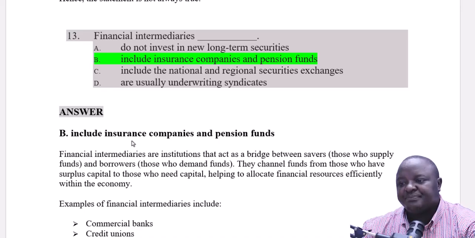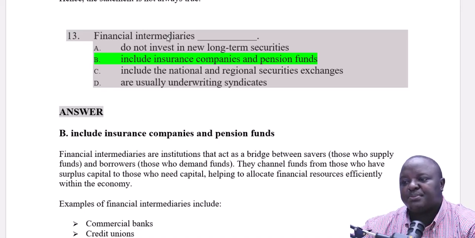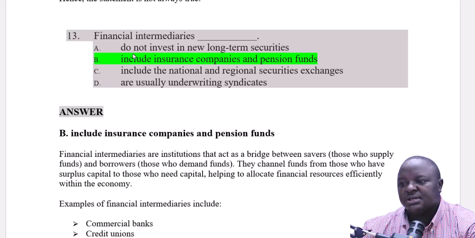Question number 13. Financial intermediaries either do not invest in new long-term securities, include insurance companies and pension funds, include the national and regional securities exchange, or are usually underwriting syndicates. Now, financial intermediaries include insurance companies and pension funds.